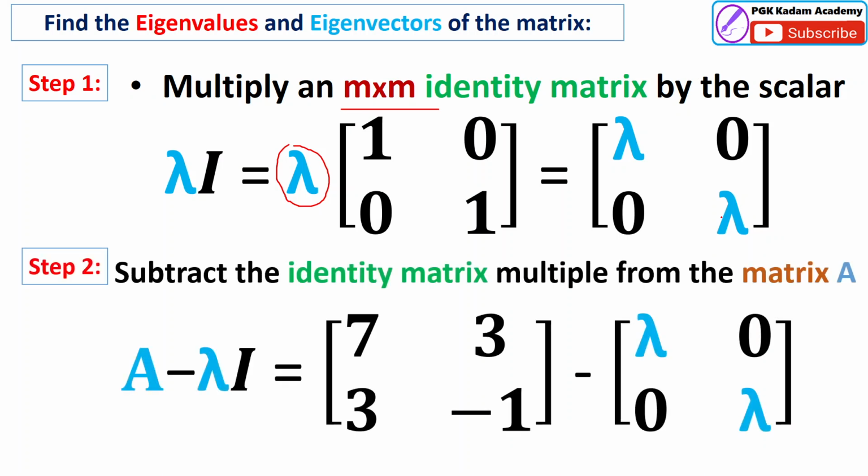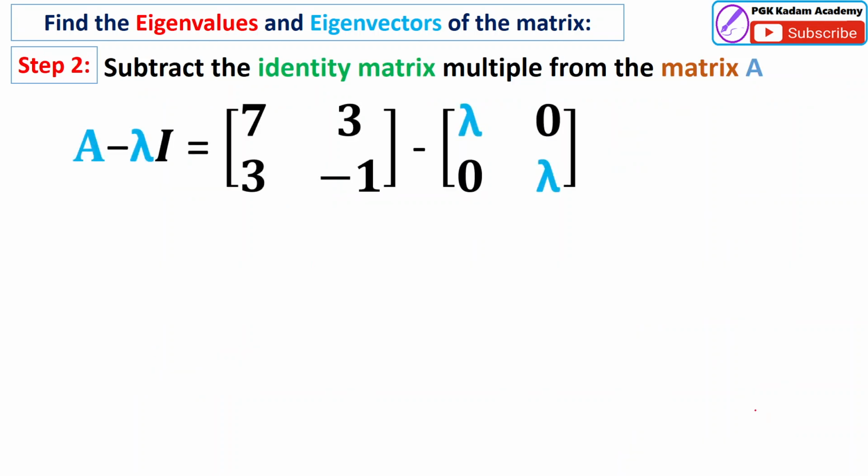The next step is to subtract the identity matrix multiple from the matrix A. Here matrix A is this one. We're subtracting this multiple from matrix A: 7 3, 3 minus 1, minus lambda 0, 0 lambda. After this, we continue with step 2.